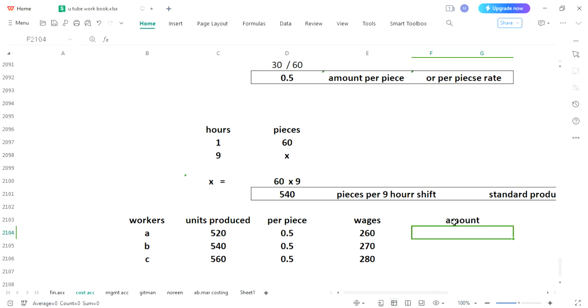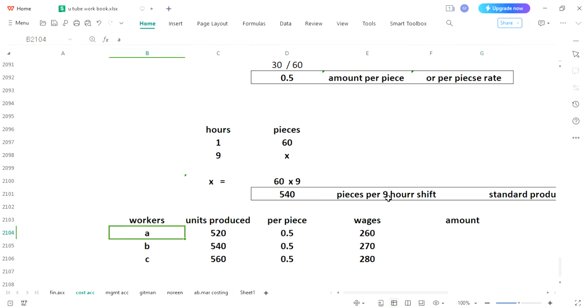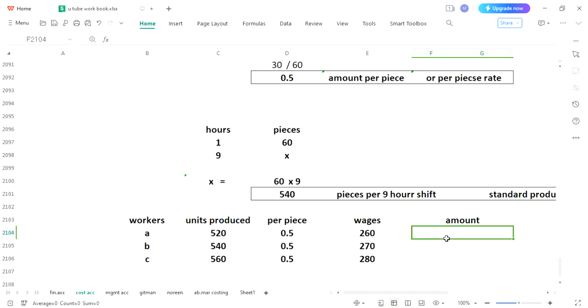For that you will have to decide whether worker A has achieved the standard. 540 was the standard production which we calculated earlier. So worker A had not achieved the target, and he would be punished. Instead of getting 260, only 90% of the amount would be paid.